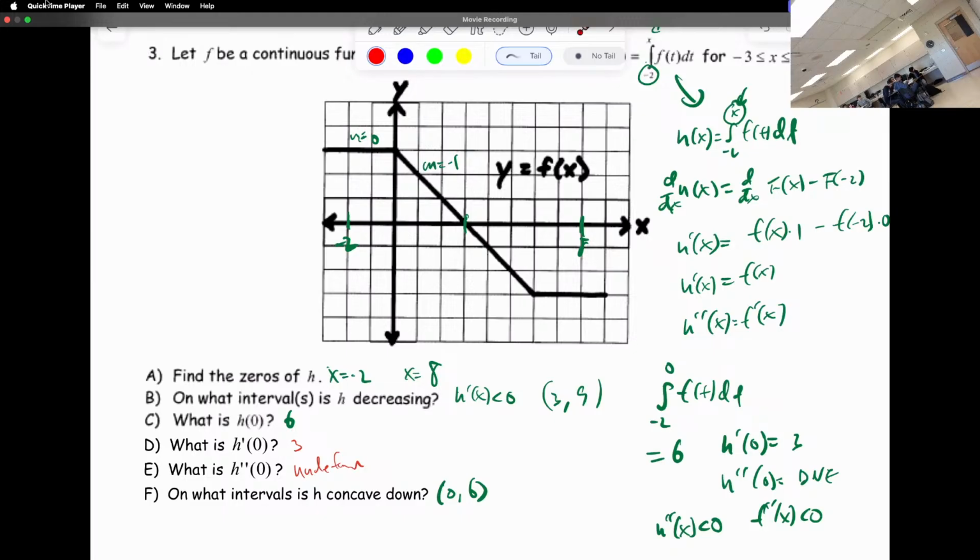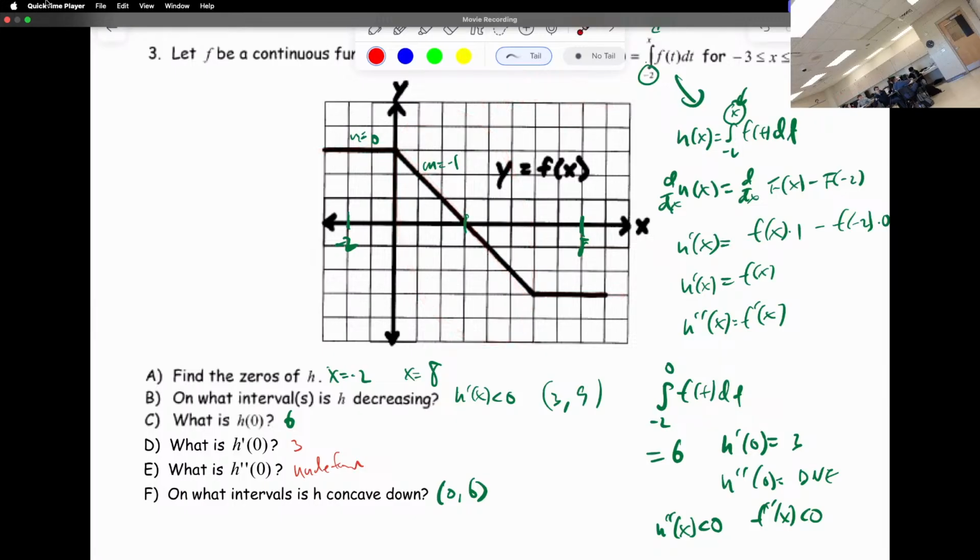Now, concave down means the second derivative. If it's concave down, the second derivative, then that's going to be f prime of x, right? Now, f prime of x, it's just 0. The slope is negative. So you're looking for where this slope is 0, this slope is 0. The only part that is negative is this part. So this is the concave down. The x values of these, so it'll be 0 to 6.